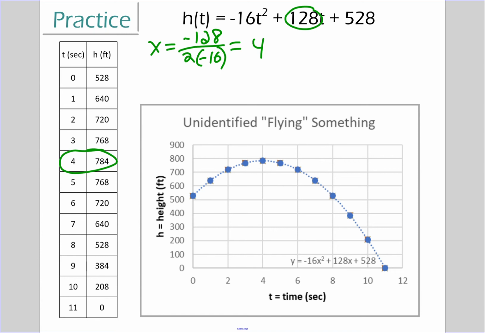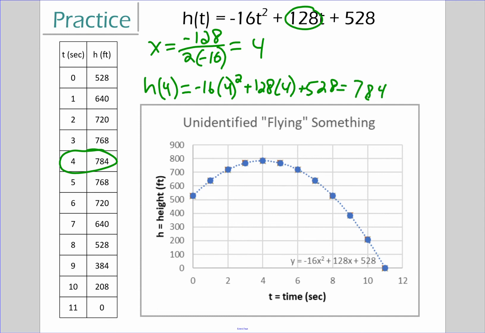So when we plug that into a calculator, we get 4. Hey, there we go. Now let's say I didn't know what the value of h of 4 was here. I could just use my calculator, plug in 4 here and verify. In fact, we do get 784. Okay, so now that we have our values, we know a, we know h, we know k, we can rewrite this as h of t equals negative 16 times t minus 4 squared plus 784.